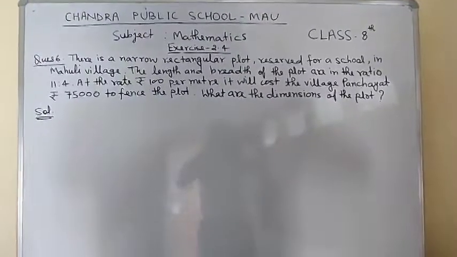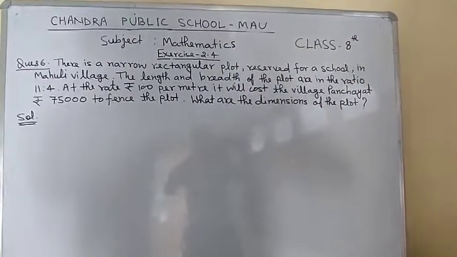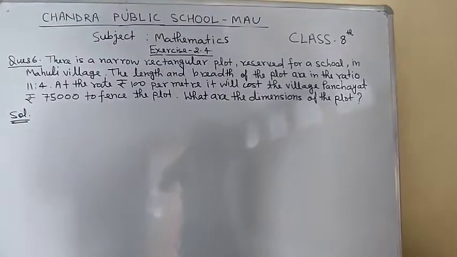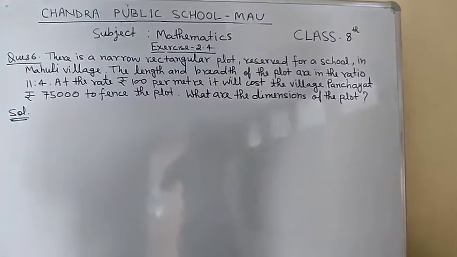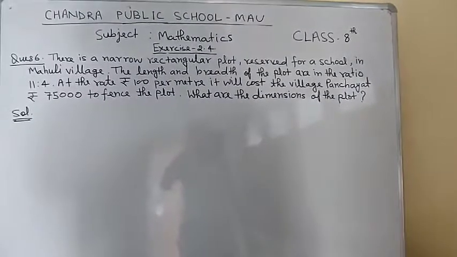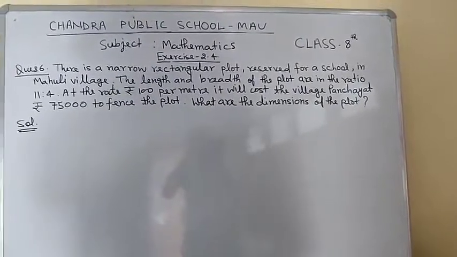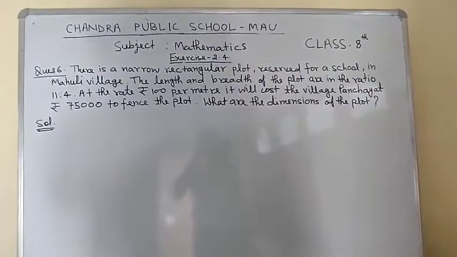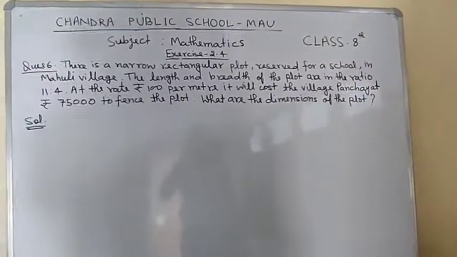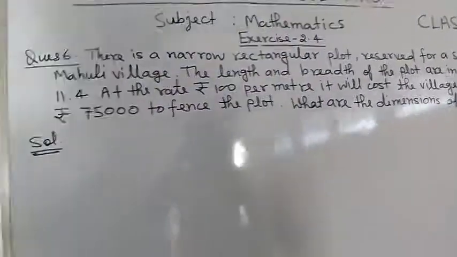Now students, here is question number 6. There is a narrow rectangular plot reserved for a school in Mahole village. The length and breadth of the plot are in the ratio 11:4. At the rate of rupees 100 per meter, it will cost the village panchayat rupees 75,000 to fence the plot. What are the dimensions of the plot? Dimensions means you need to find the length and breadth of the plot. So here the relation is given between length and breadth, that is the ratio 11:4.